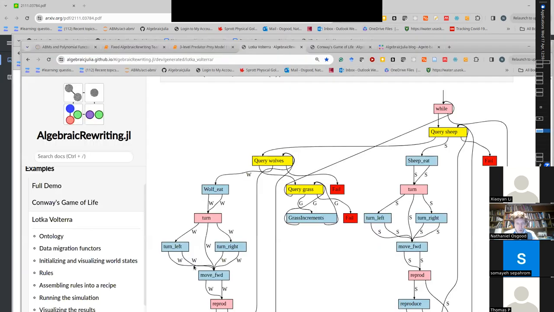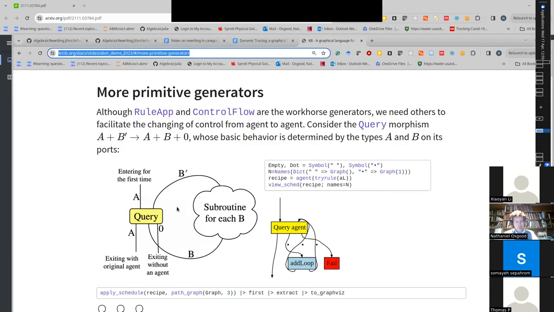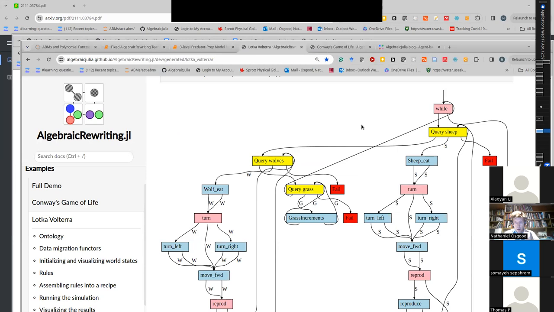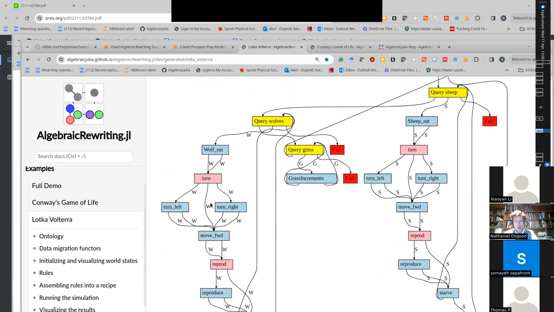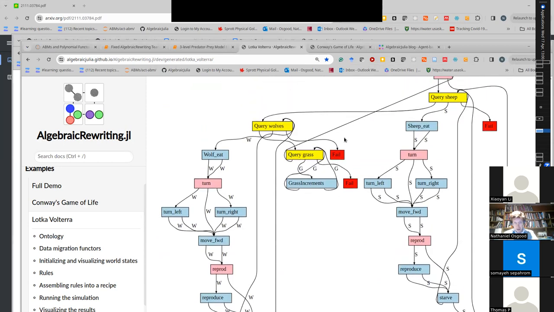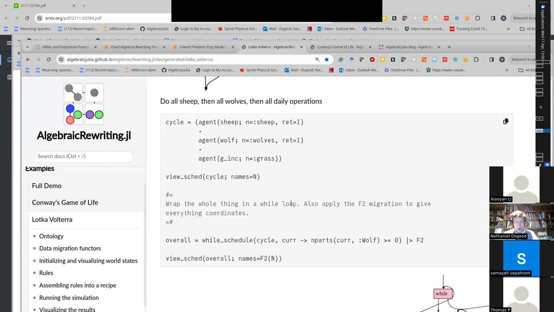So it loops around for all the wolves, boom, boom, boom, boom, for each B. This, I think, will be the first time this goes here. And once that's done, I think it increments the grass or what have you. But here we're sort of getting all wolves and we're executing these. Now, this is based on polynomial functors, and I'm not going to go into it now, but it goes through and it loops through this. And then I think it's going to go through this for grass, and maybe it first does sheep. That's why it says, I think, do sheep, then all wolves, and then daily operations.